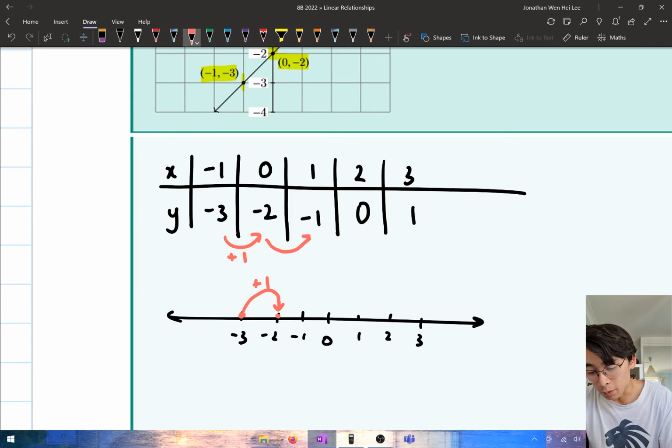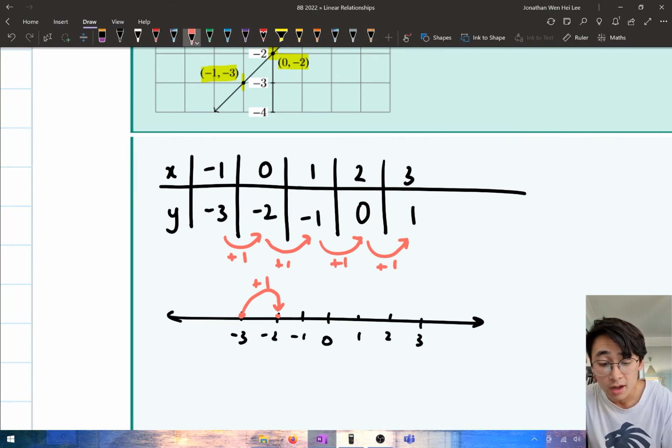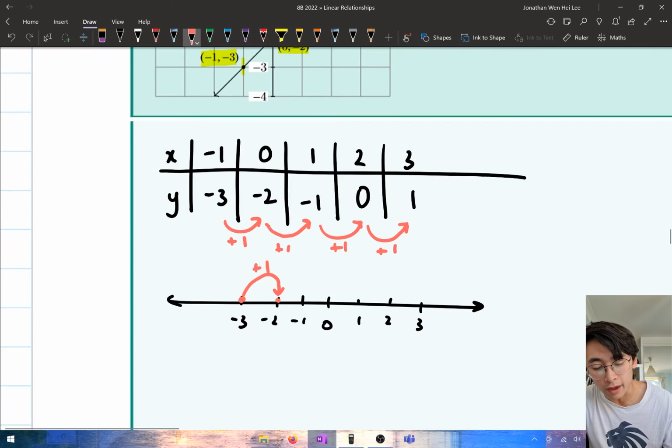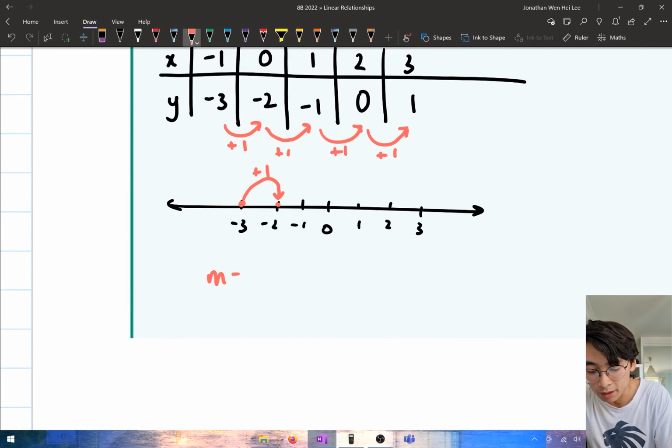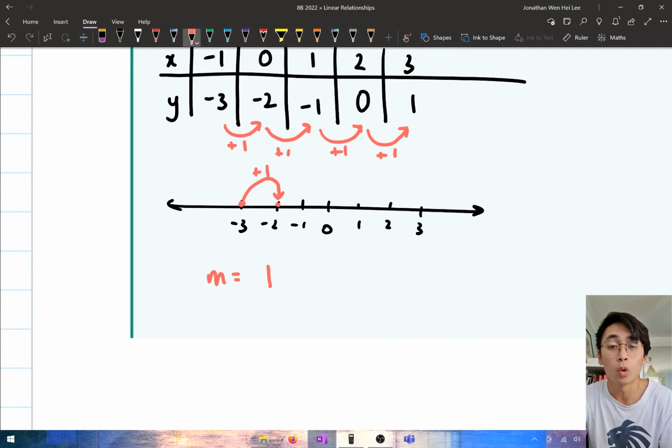The next thing is I'm going to go from -2 to -1. Once again, I am adding 1. And hopefully we can start to see that each time we go across in my table of values, I am adding 1. Okay, so what does this tell me? Well, that tells me that my value of m is going to be equal to +1 or just 1. There we go. First thing, we've already found our coefficient of x, this m value.